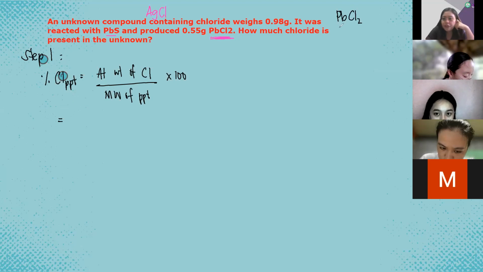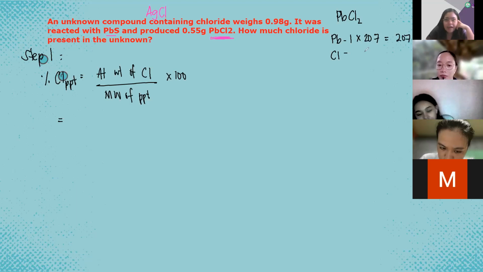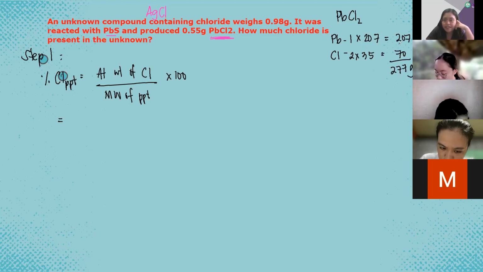Kung i-compute natin yung molecular weight niya, you have Pb, you have Cl, you have one lead. Pila itong atomic weight ni lead? 207, tama ba? Yes, ma'am. 207. Okay, 207. Tapos, itong chloride, dalawa siya, times 35 equals 70. So, this is a total of 277 grams. So, you have here 277 grams.